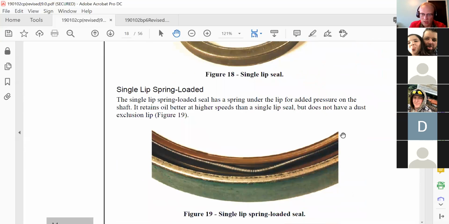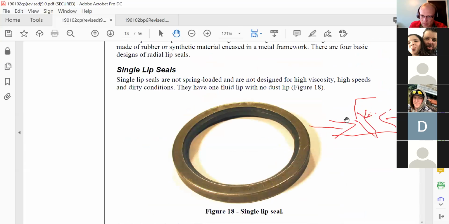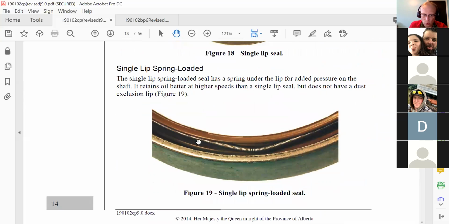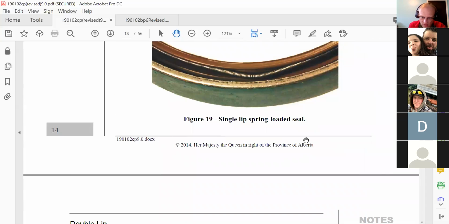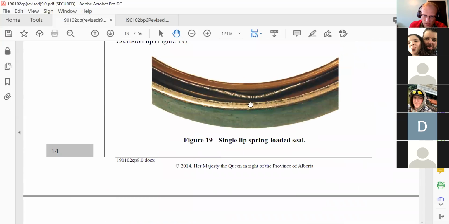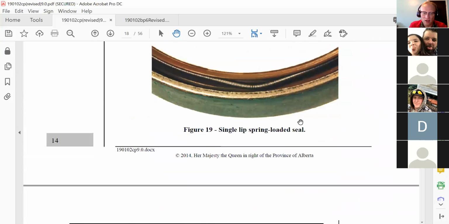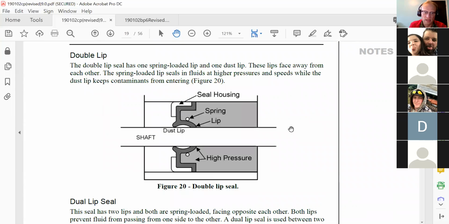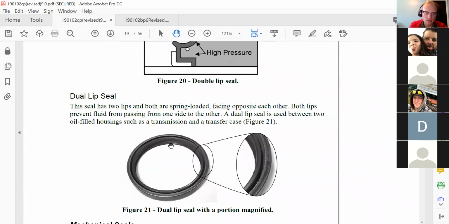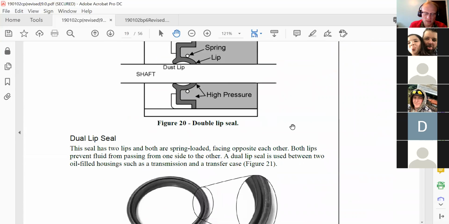So now a spring-loaded one is the same thing, except there's a spring assisting this lip holding tight on the shaft. Okay. So this spring is very, very important, and we don't want to get it damaged. These are typically on wheel seals, pinion seals, output seals, transmission seals. You will see this spring on here. And the large portion of the seals we encounter are going to be double lip seals or dual lip seals.